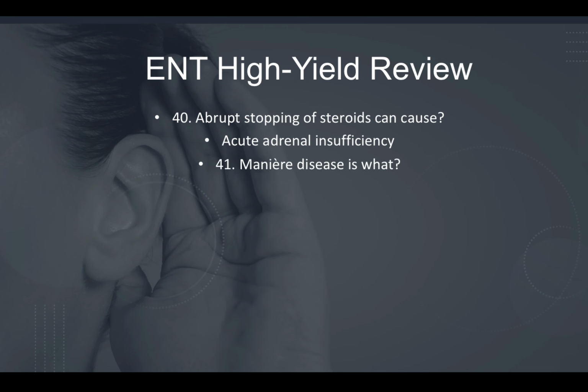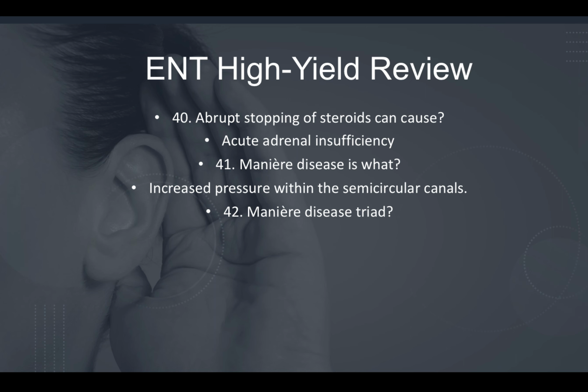Meniere disease is what? This is increased pressure within the semicircular canals. So question stem, they're going to tell you a patient comes in with hearing issues, vertigo, XYZ, and they're going to tell you there's increased pressure within a semicircular canal. This is most likely what? And the answer is Meniere's disease. And the triad that we likely hear during your exam is decreased hearing, ringing in their ears, and vertigo.